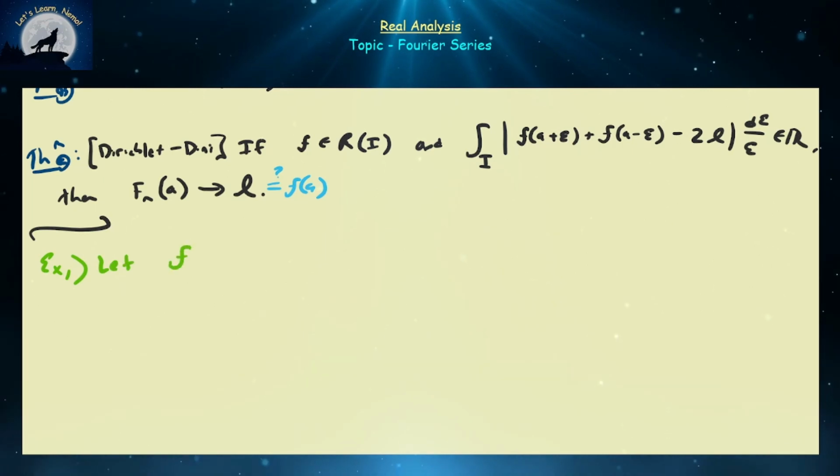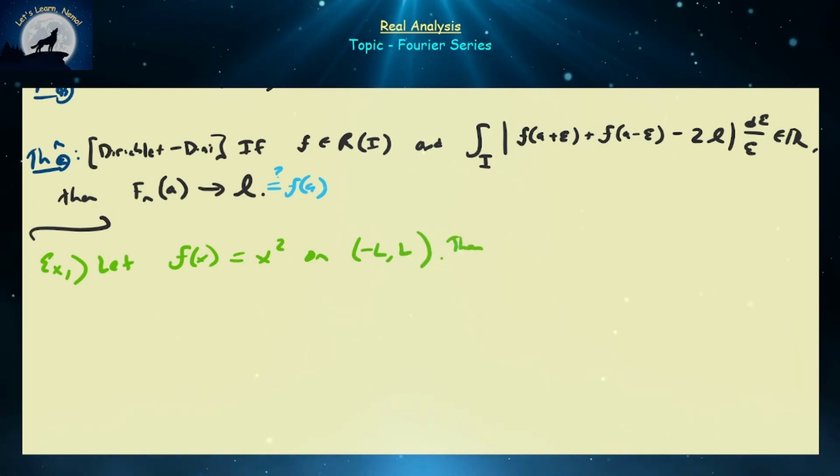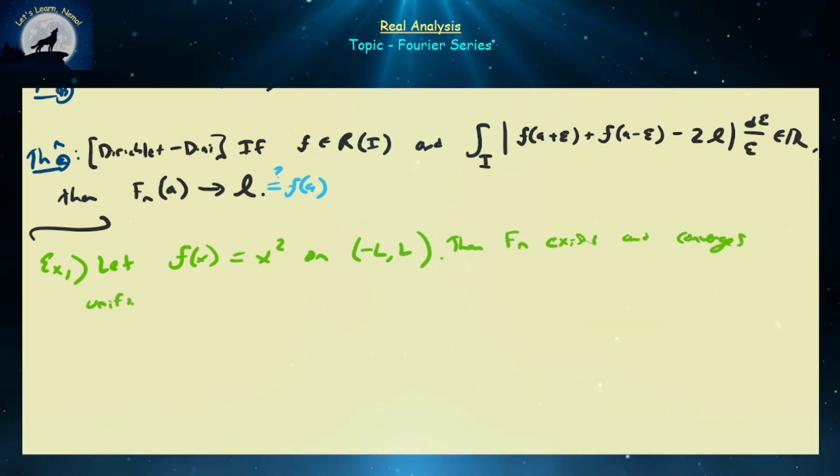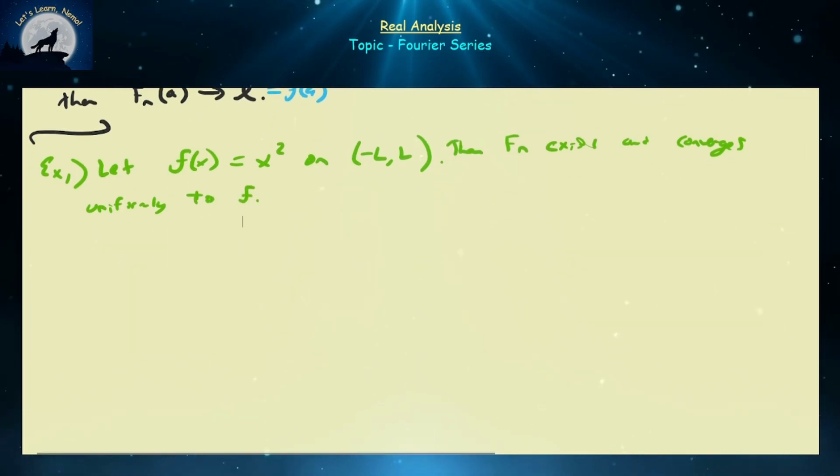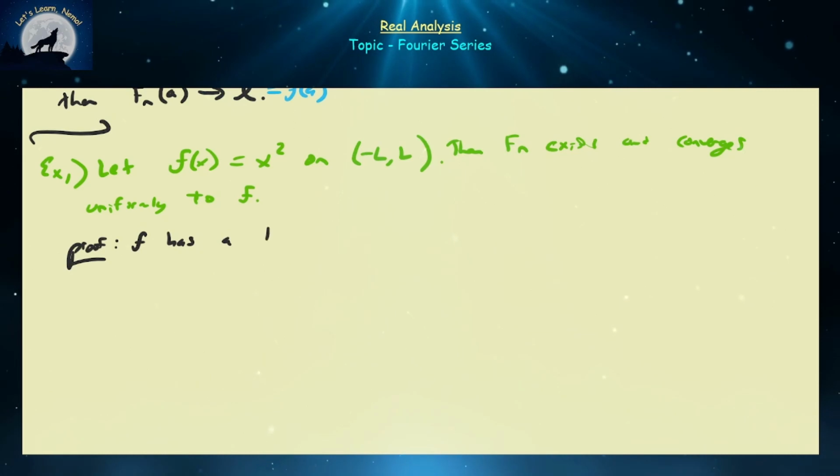Let's assume that f of x is equal to x squared on minus L to L. Then the Fourier approximation exists and converges uniformly to f. So you might want to pause this video and see if you can prove this on your own. All right, so proof. So f has a Taylor series on minus L to L.